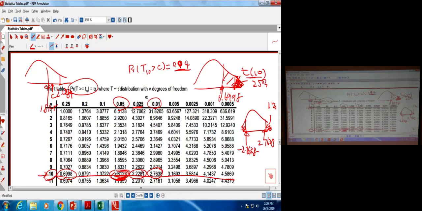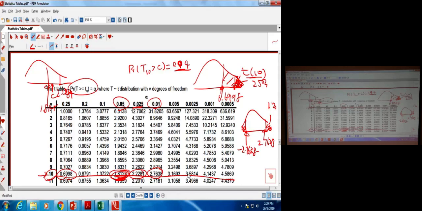And the third approach is even simpler: just take the nearest. So for 4%, I take the 5% one. It depends on the problem or what you want, all right? But at least I know that I cannot tell you exactly what C is, but C should be greater than 1.8125. So that's how we use the table.